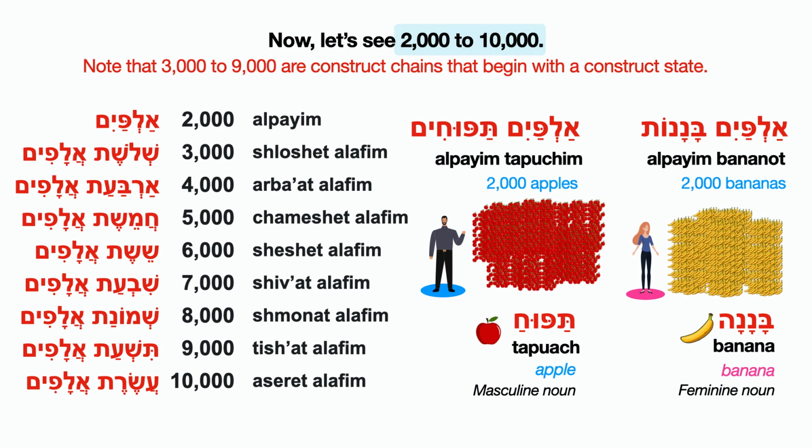So now let's apply that. To say 2,000 apples, that's alpayim tapuchim, and 2,000 bananas, that would be alpayim bananot. The same word, same way of saying the number. And to say 8,000 apples, that would be shmonat alafim tapuchim, and to say 8,000 bananas, that's shmonat alafim bananot.